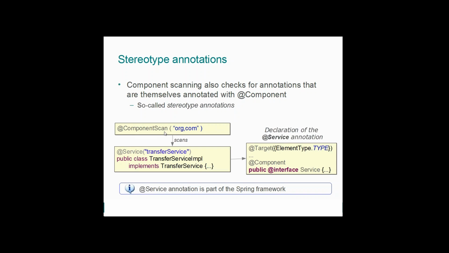Component scan will scan this service annotation, because the service annotation has this component annotation, and hence this class is eligible to create the Spring bean. The Spring bean will get created using this component scan. Okay, is it clear?